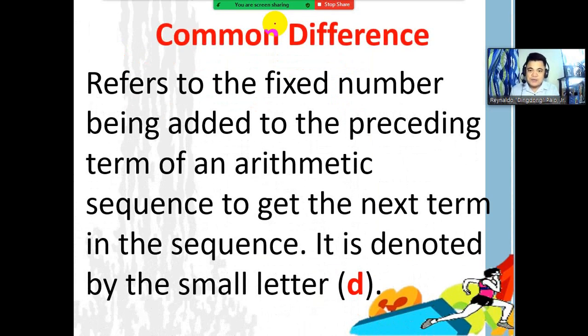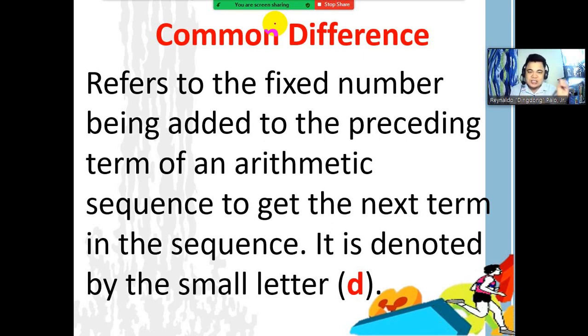Common difference refers to the fixed number being added to the preceding term of an arithmetic sequence to get the next term in the sequence. It is denoted by the small letter d. Most of the references use d as the symbol for common difference. Teacher, how are we going to get the common difference? You will see in the coming examples how we are going to do that. But this is the pattern.